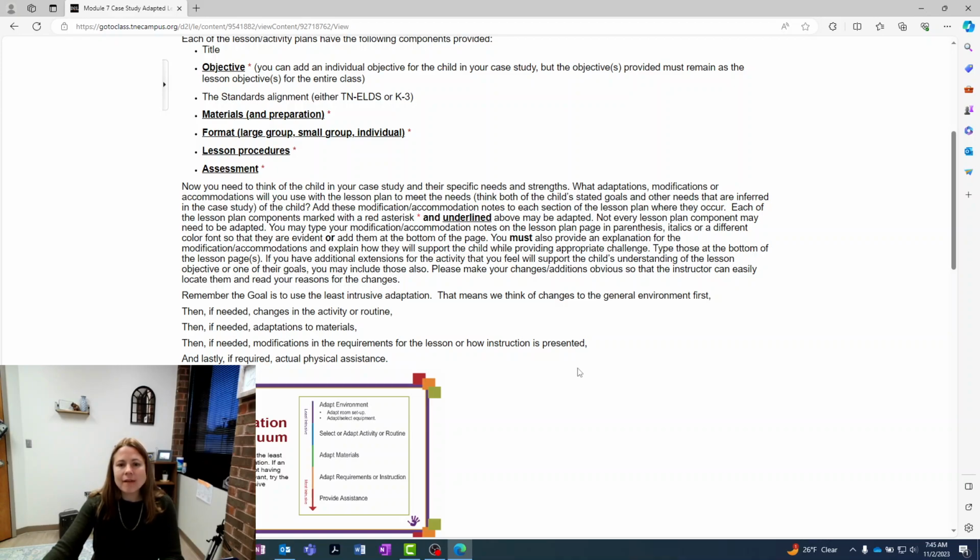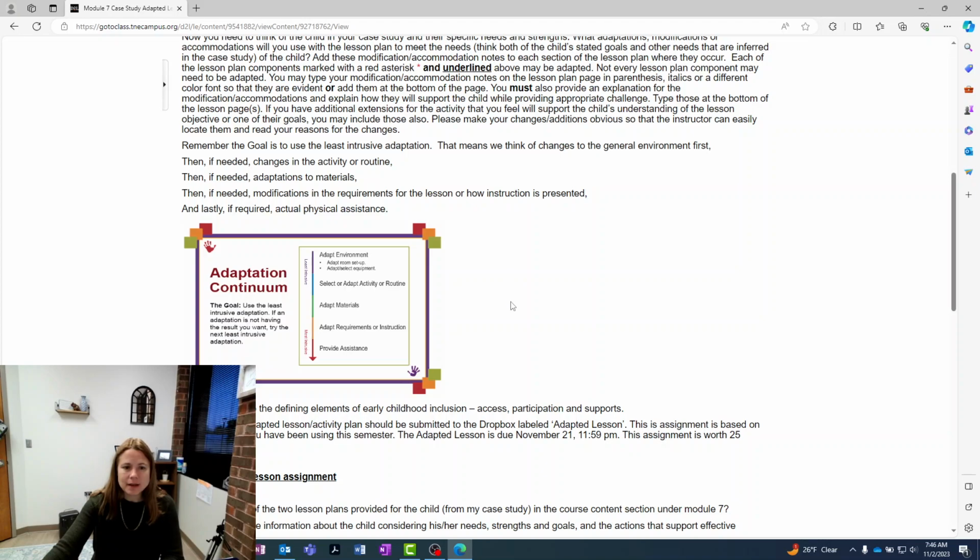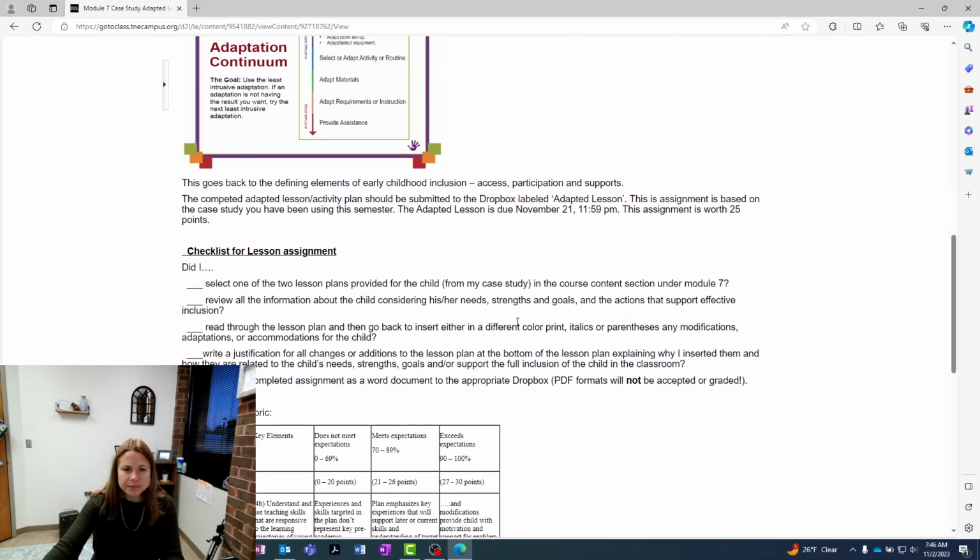Okay, so that means that we have to think about changes to the environment in the classroom first. Remember, going back to how your environment is your third teacher. So, do any changes need to be made in the environment, in the activity, in the way we do the routine? Do I need to bring in new materials? What modifications are required for this lesson? How am I going to present this in a way that supports the child? And is there any physical assistance that is required, right? And make sure you go back to look at the child's goals, and make sure that it's the least intrusive.